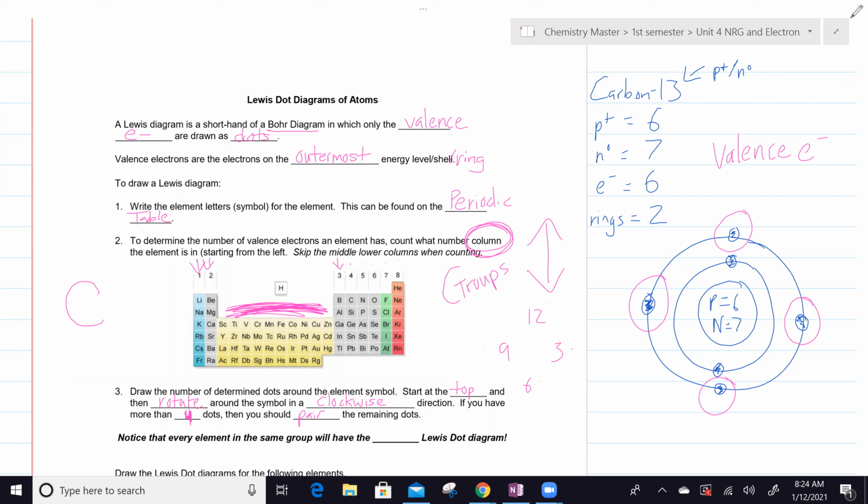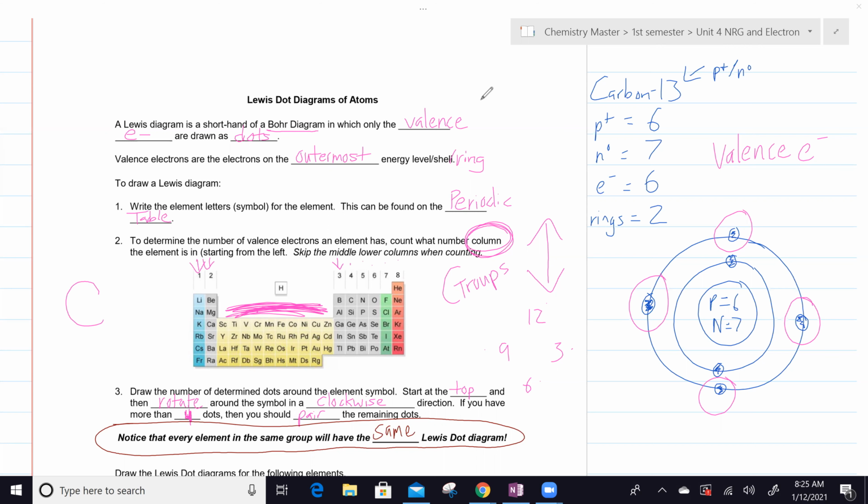All right. Now, here's the great part, and this is something you want to make sure you note. This is really important and can save you a lot of time. Make sure you pay attention to the fact that everybody who's in the same column or group or family, that's another word we could use, because they're called families, everybody is going to have the same Lewis dot.